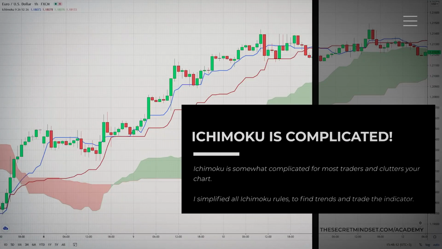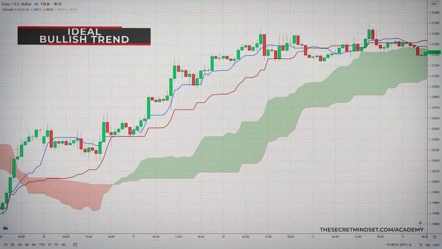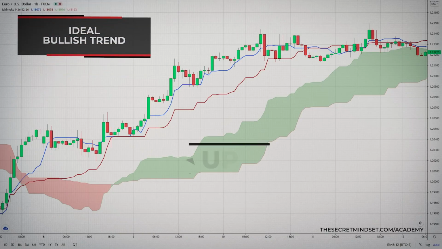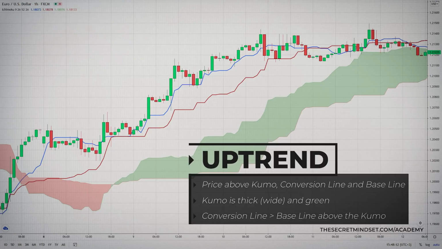Now let's face it, Ichimoku is somewhat complicated and clutters your chart. I personally simplify these rules. The description of an ideal bullish trend or confirmation would be: the price is above the Kumo, conversion line, and the baseline. The Kumo is thick and green, and the conversion line has crossed up the baseline above the Kumo.